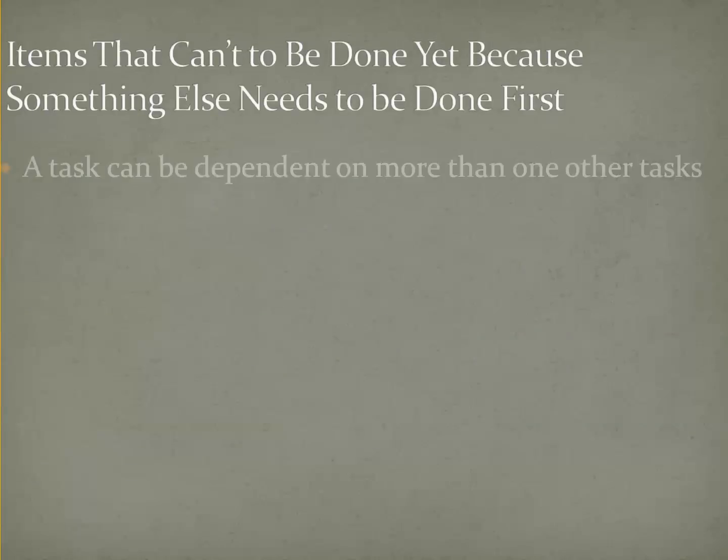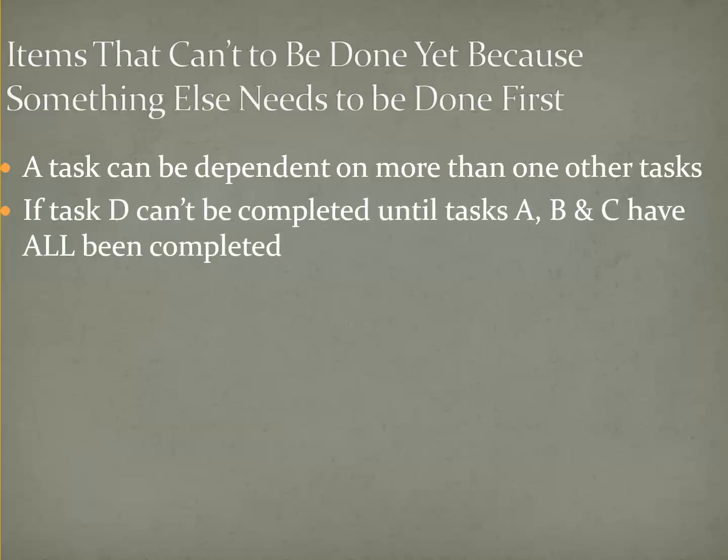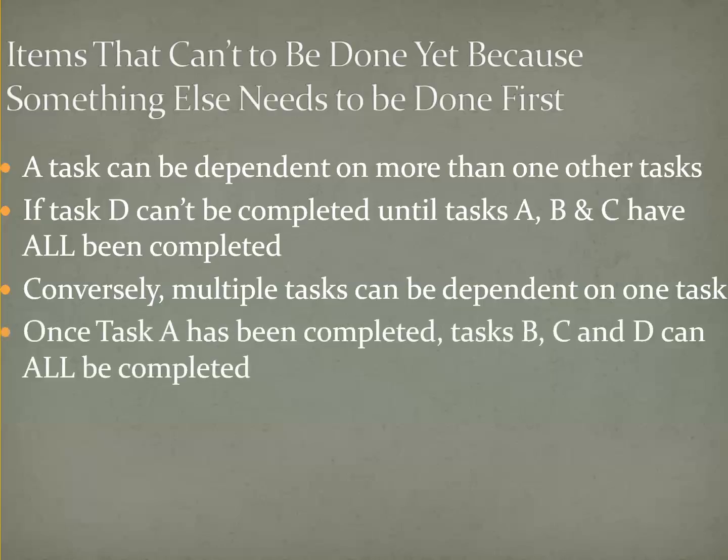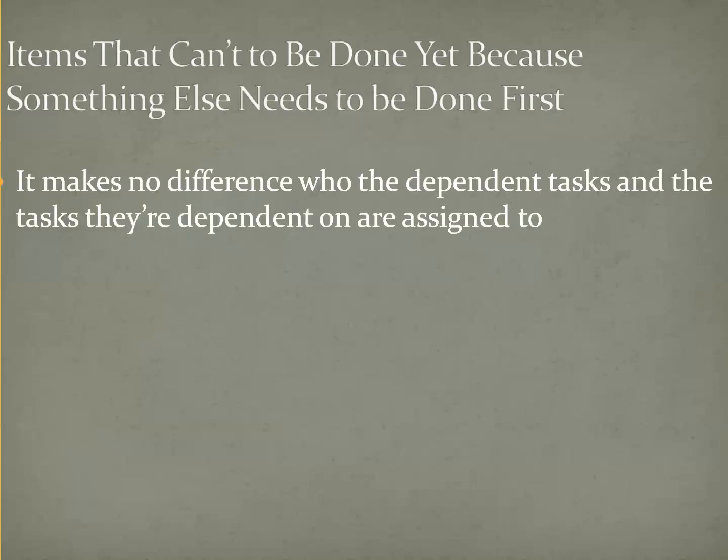have been marked complete. So a task can be dependent on more than one other task, and that would be like if task D can't be completed until tasks A, B, and C have all been completed. And conversely, multiple tasks can be dependent on one task. That would be where once task A has been completed, then tasks B, C, and D can all be completed.